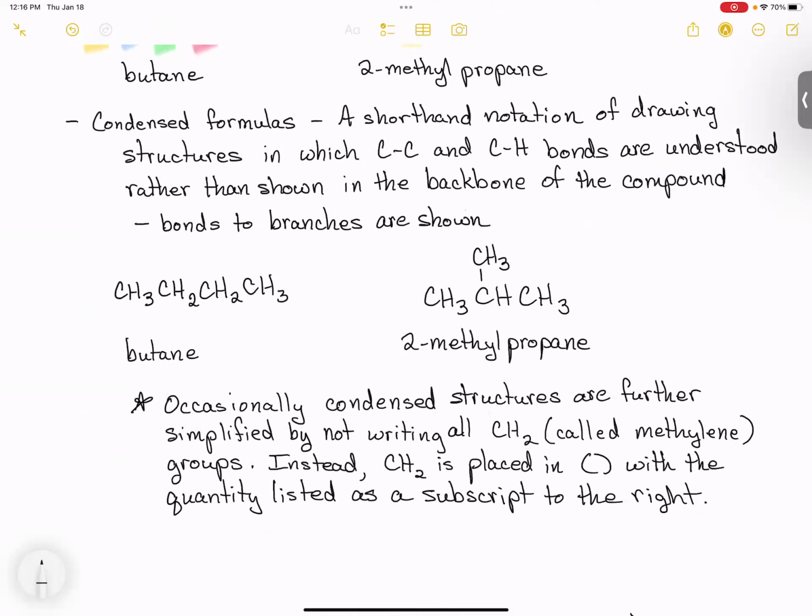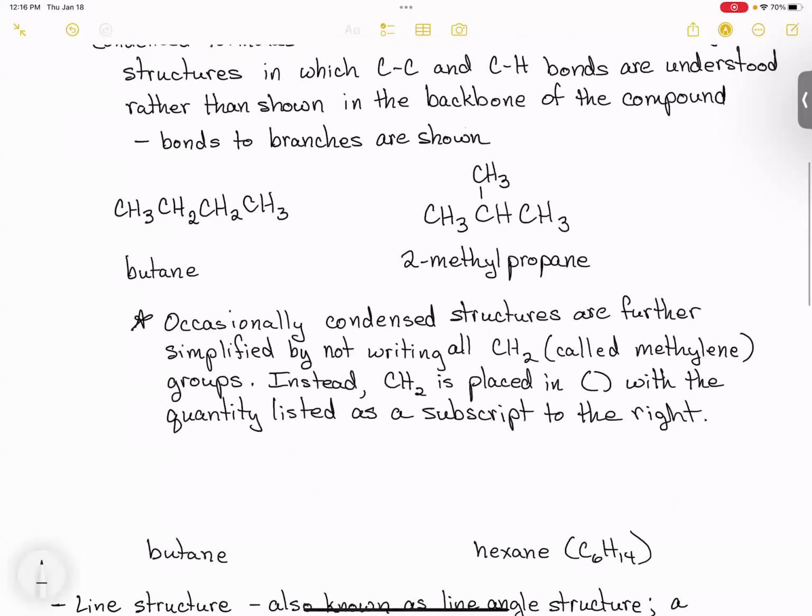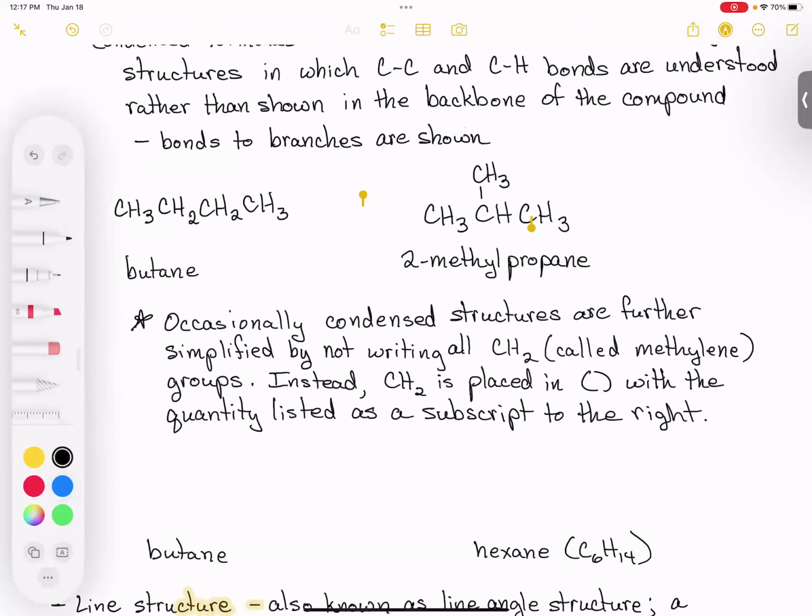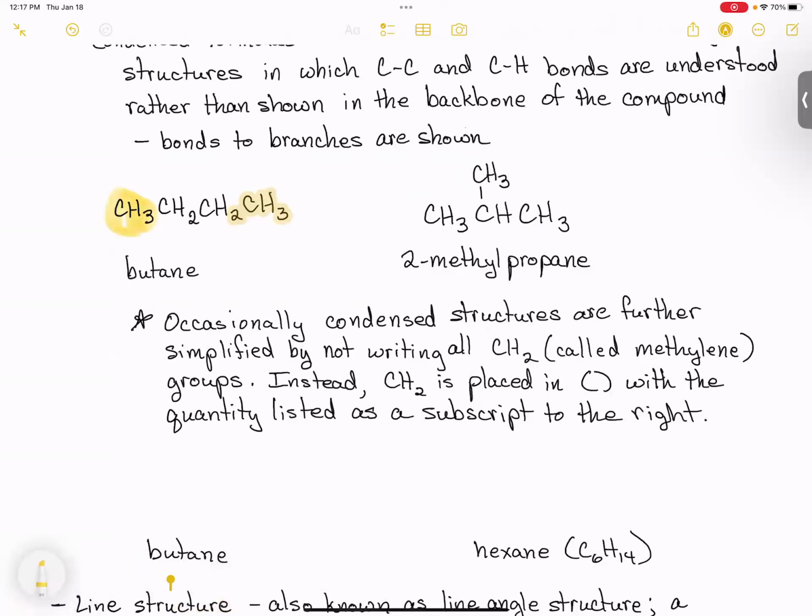Now, we can occasionally take a condensed structure and simplify it further by taking out all the CH2 groups and writing them in parentheses with the number of CH2 groups as a subscript to the right. So let's just take butane. So what we would do with butane is we would start out with our CH3, just as we already have in the condensed formula.